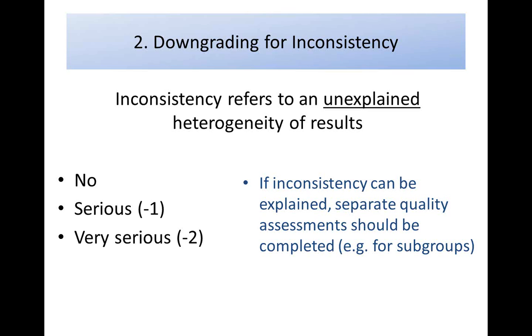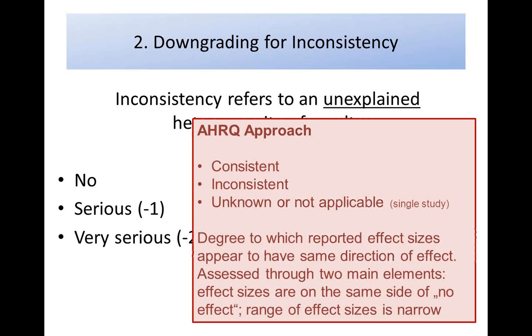So if, for example, you look at your forest plot and then you do a sensitivity analysis for subgroups or for certain factors, and you can explain it, then the GRADE handbook would say, okay, well then you should be presenting those outcomes separately for those 2 subgroups, for example. But if you can't do that and it's unexplained, then you can downgrade. Again, serious or very serious, 1 or 2 points.